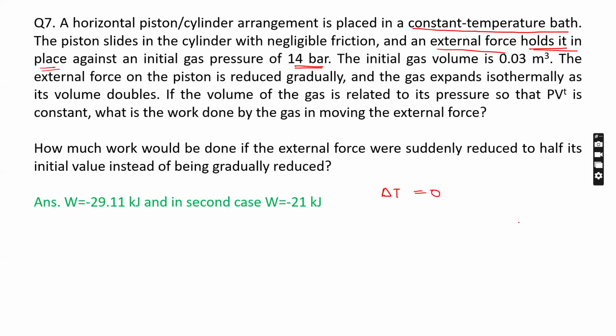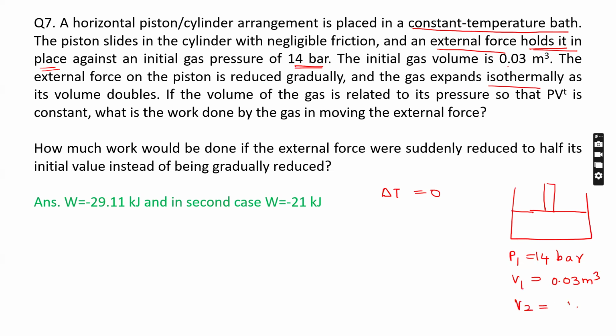So there is a piston system, and P1 is equal to 14 bar and V1, the initial gas volume, is 0.03 meter cube. The external force on the piston is reduced gradually and the gas expands isothermally as its volume doubles. And V2 is equal to 2V1.